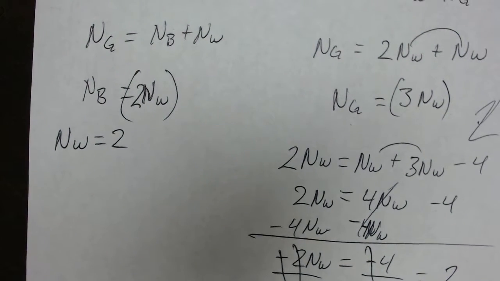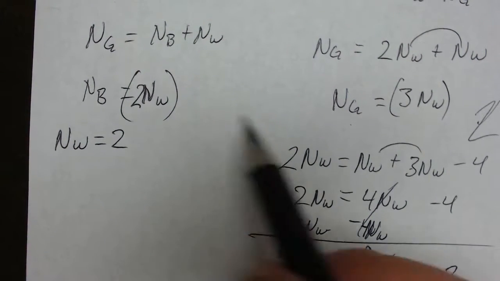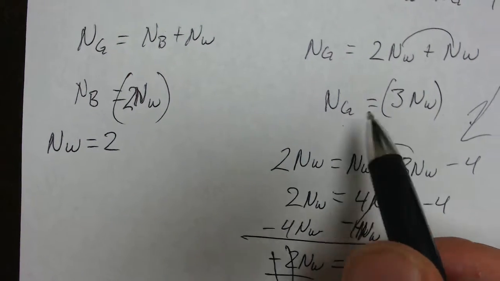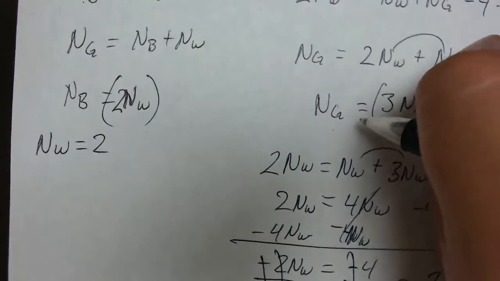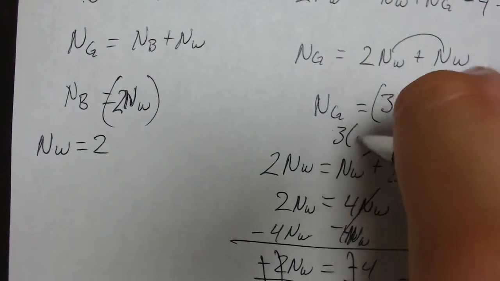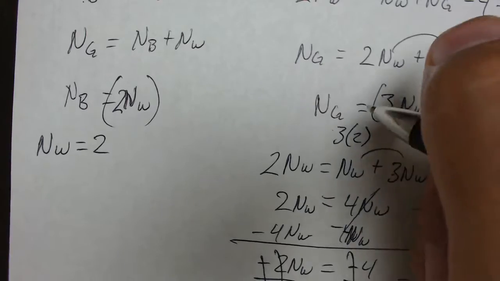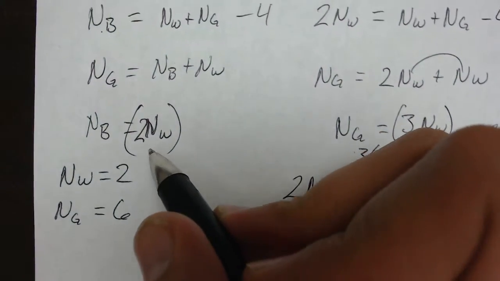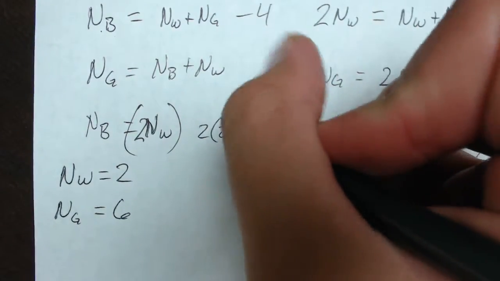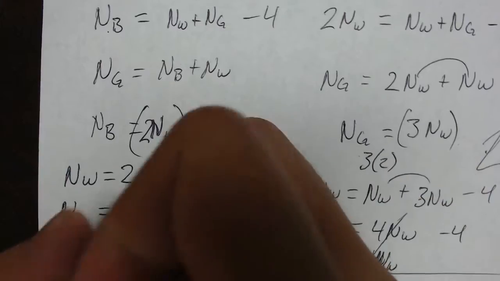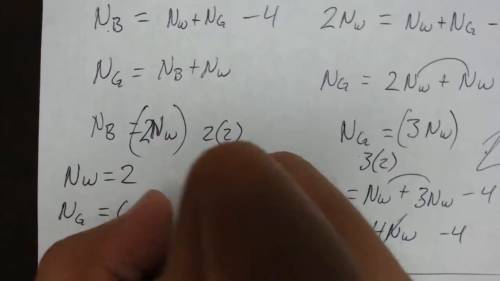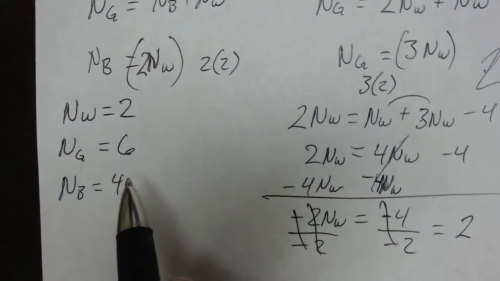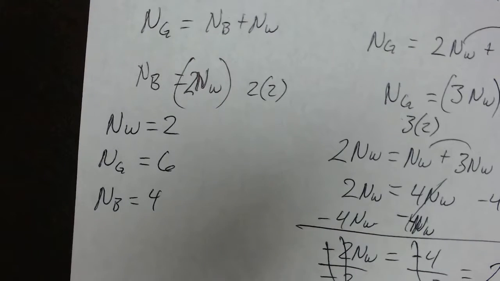All right, and then I'm going to take this value and plug it into here and here. So starting with n sub g, n sub g is just going to equal 3 times 2. Well, 3 times 2 is 6, so n sub g equals 6. And then here, n sub b, that's just going to be 2 times 2. So n sub b equals 4. So I know there's 2 whites, 6 greens, 4 blues.